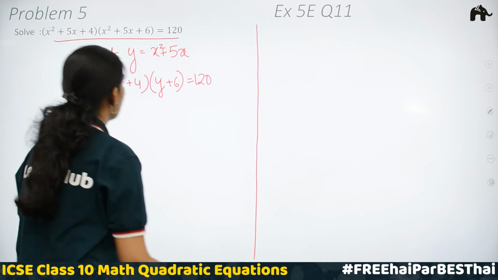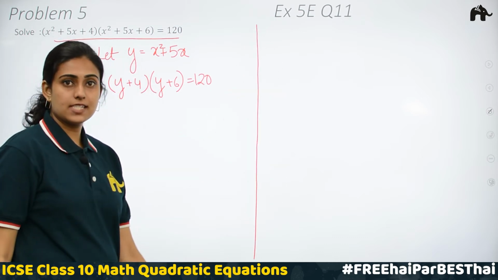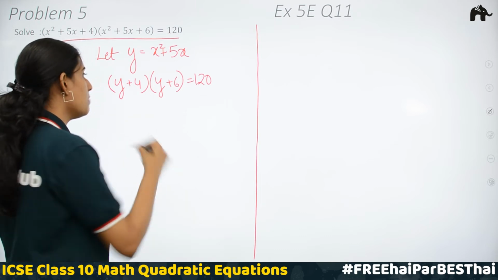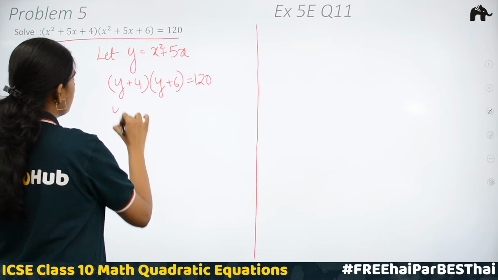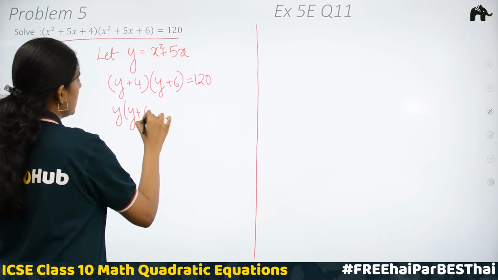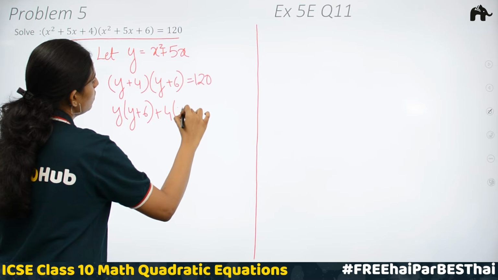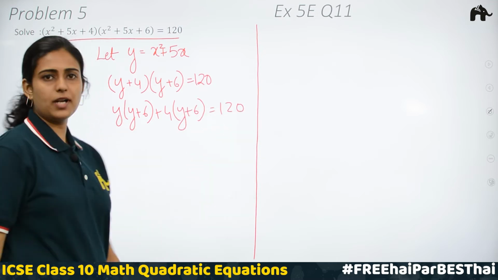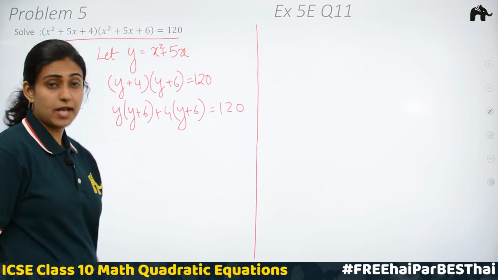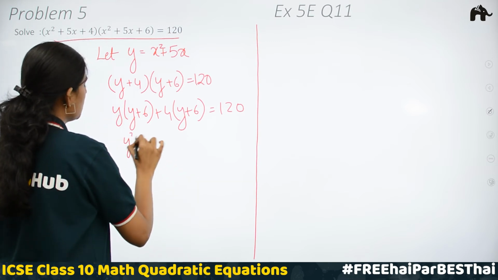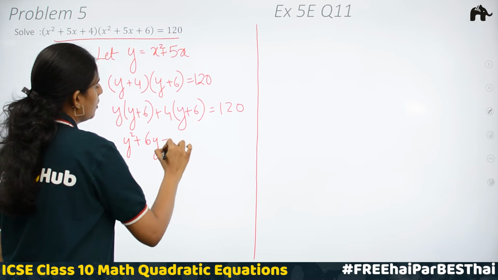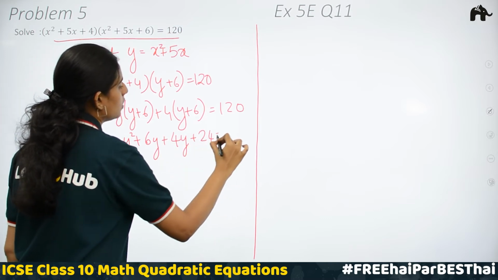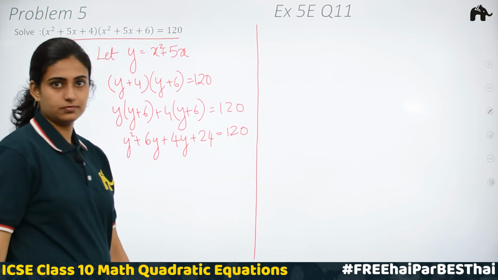Okay? (y + 4)(y + 6) = 120. Now, remove the brackets and multiply. That is, y(y + 6) + 4(y + 6) = 120. You know how to multiply this. Now, remove the brackets: y² + 6y + 4y + 24 = 120.